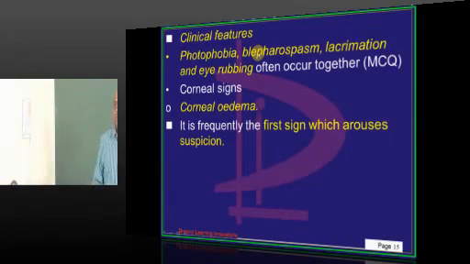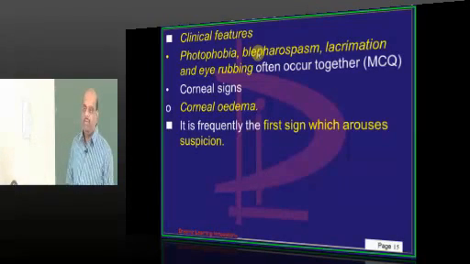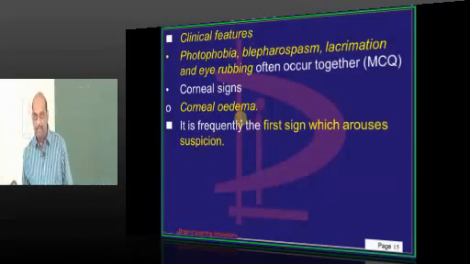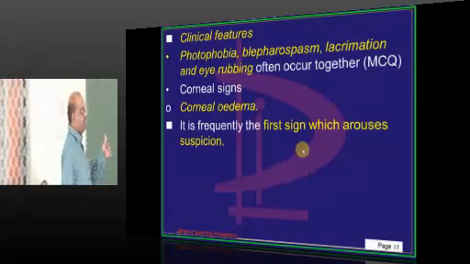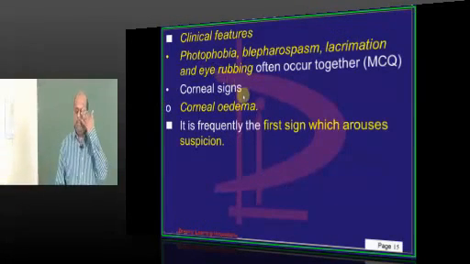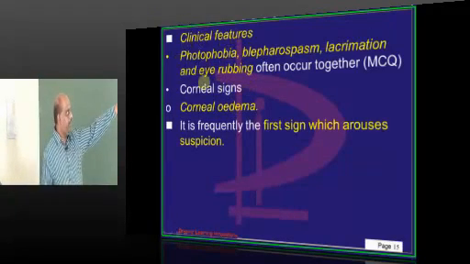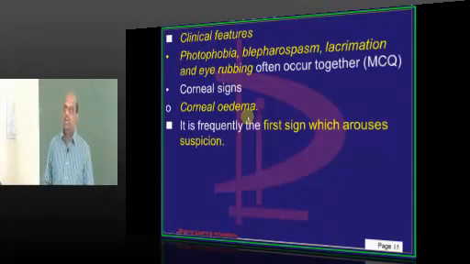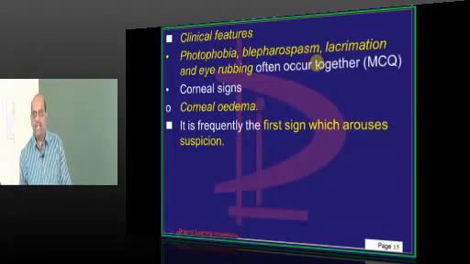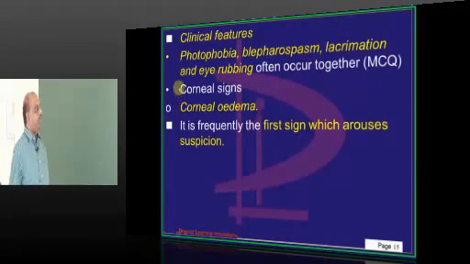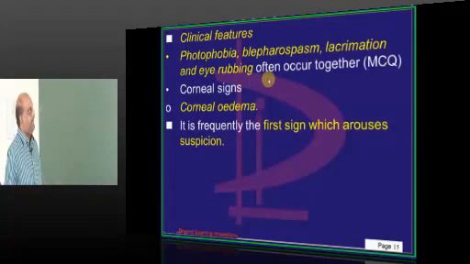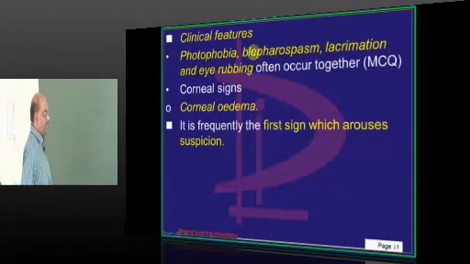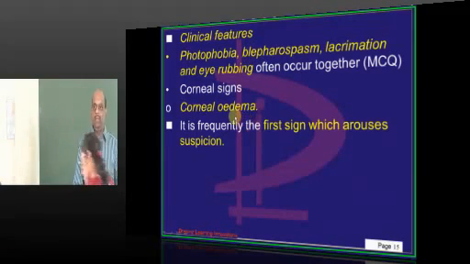Now doctor, what are the cardinal clinical presenting features of congenital glaucoma? One of the favorite questions of the examiner. Photophobia, blepharospasm, lacrimation, and rubbing of the eye. In this, photophobia is the buzzword. You should not forget, it is one of the common questions asked in the entrance. Photophobia, blepharospasm, lacrimation and eye rubbing are the ones which occur together and are mainly responsible.